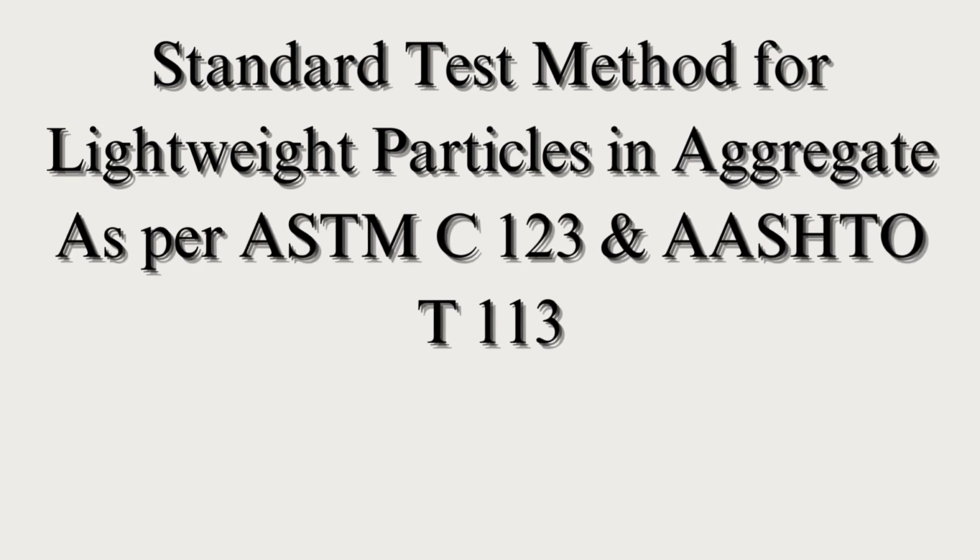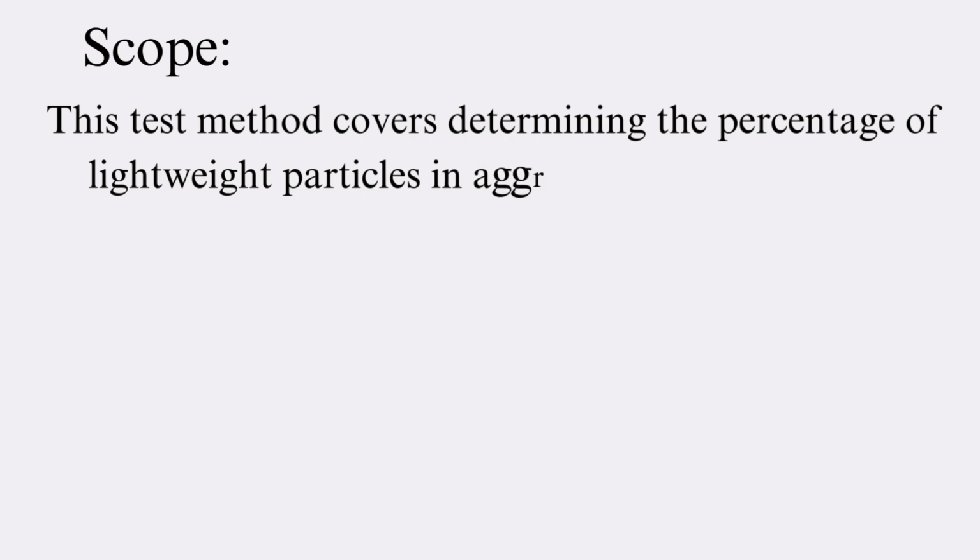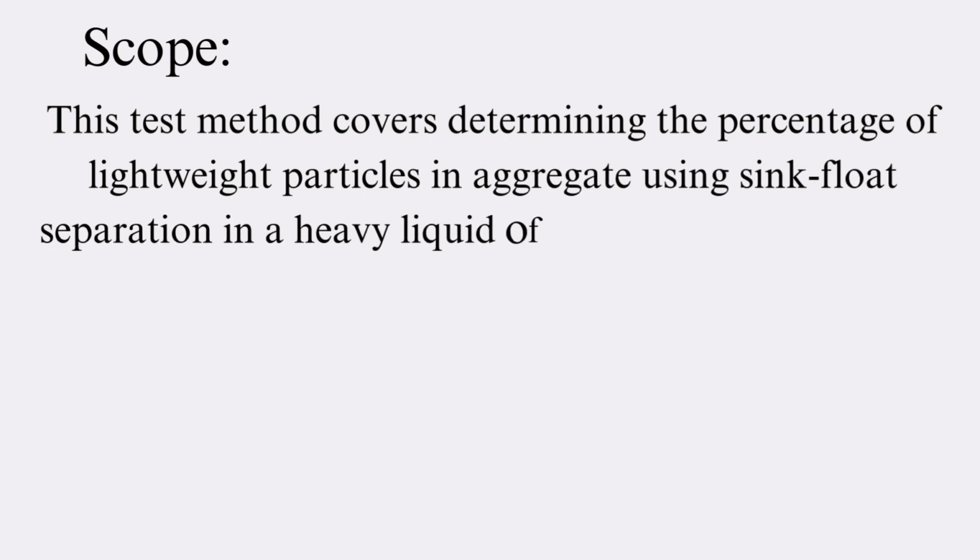Standard test method for lightweight particles in aggregate, as per ASTM C123 and AASHTO T113. Scope: this test method covers determining the percentage of lightweight particles in aggregate using sink-float separation in a heavy liquid of suitable specific gravity. Equipment: 1.